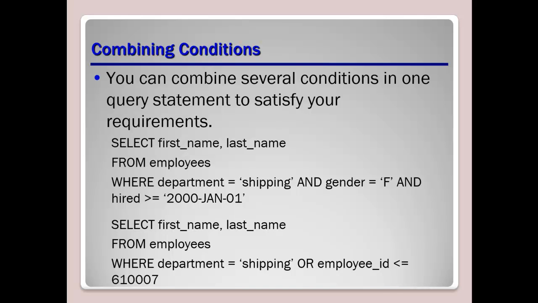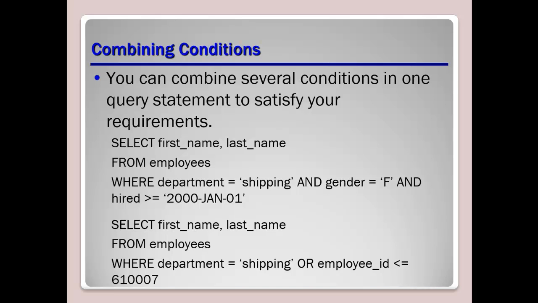So as you remember from logic, the OR conjunction returns results that meet either of two conditions. So the query yields not just the employees in the shipping department, which would meet all of the criteria of this first condition, but it also returns rows of data that satisfy the second condition of the query, where employee IDs are less than or equal to 610007. So by using these conjunctions, we are able to combine conditions into a single query statement.